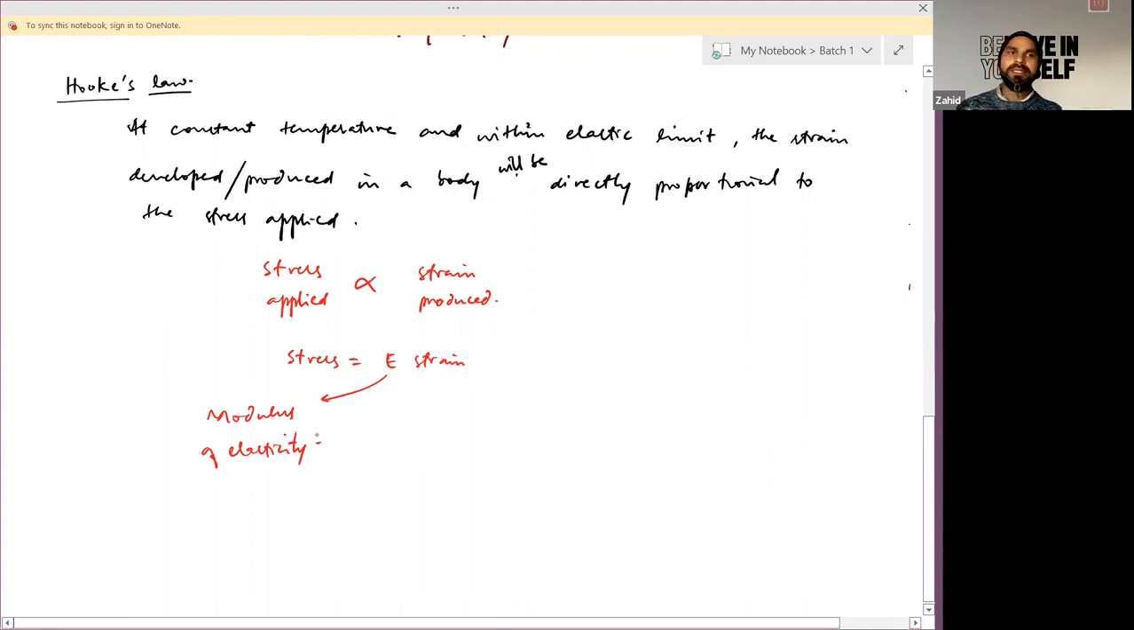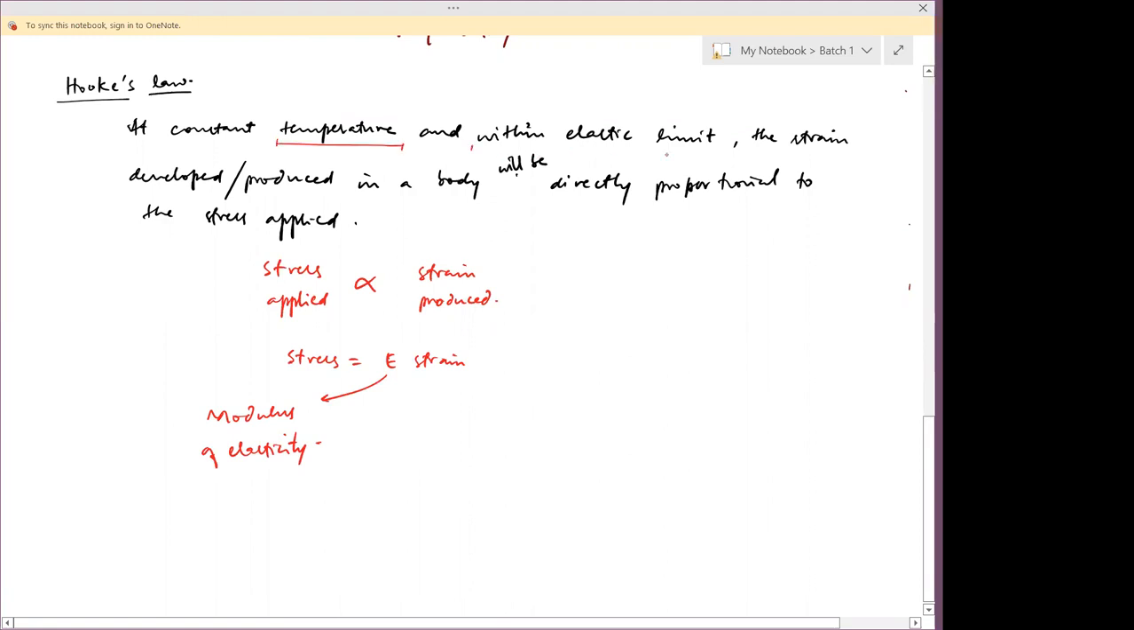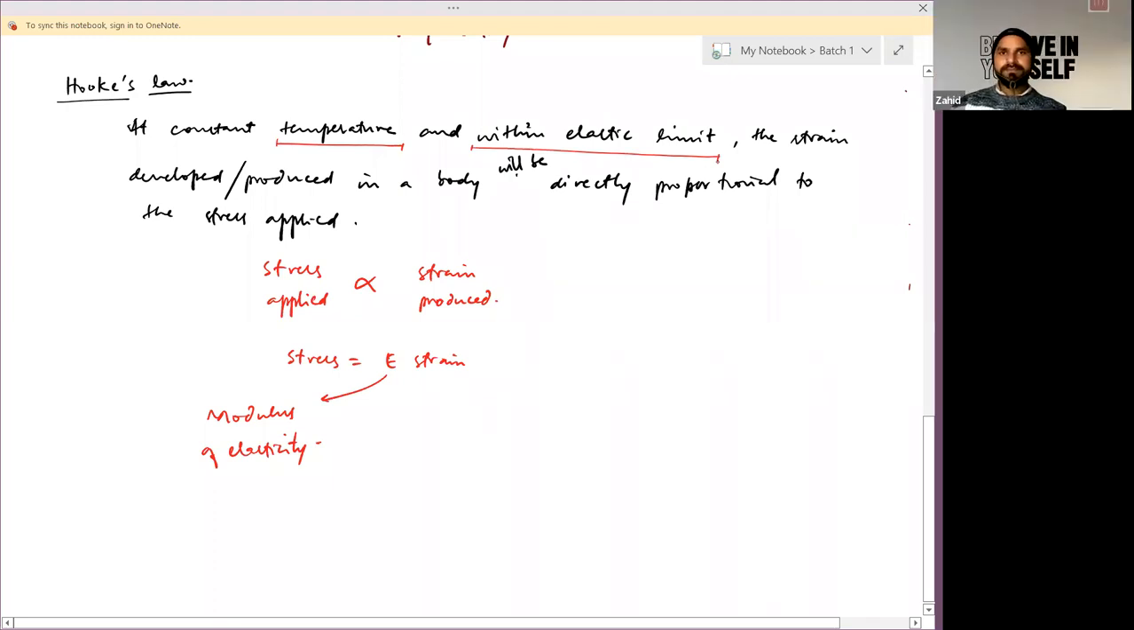Is it clear till this part? Hiba? Yes, sir. Salman, any doubt? No, sir.